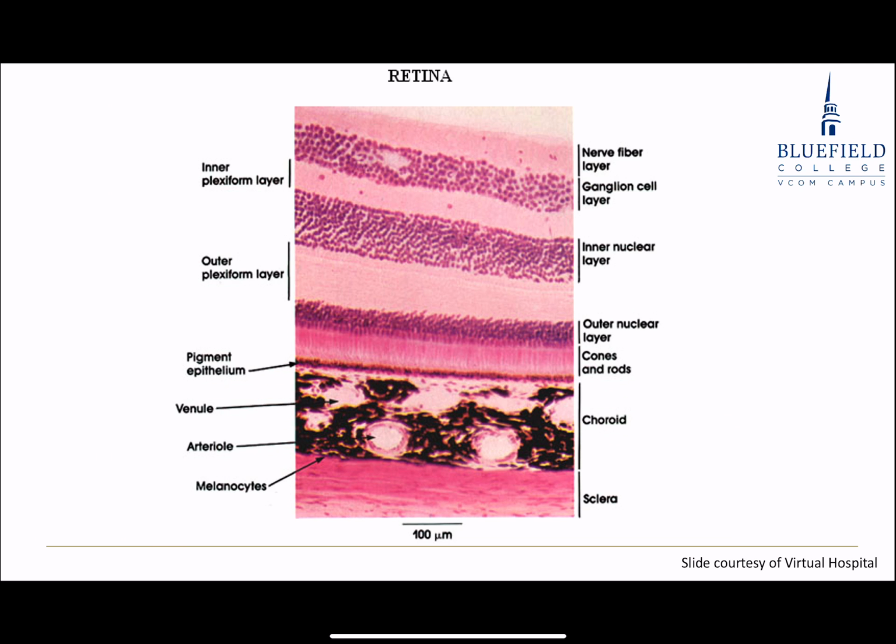Don't worry so much about inner nuclear layer, outer nuclear layer, and so on. Ganglion cells, bipolar cells, rods and cones, nuclei. Here's where my photoreceptor pigments are. Here's my pigmented epithelium. That's what I want you to know, rather than inner, outer layers and so on.